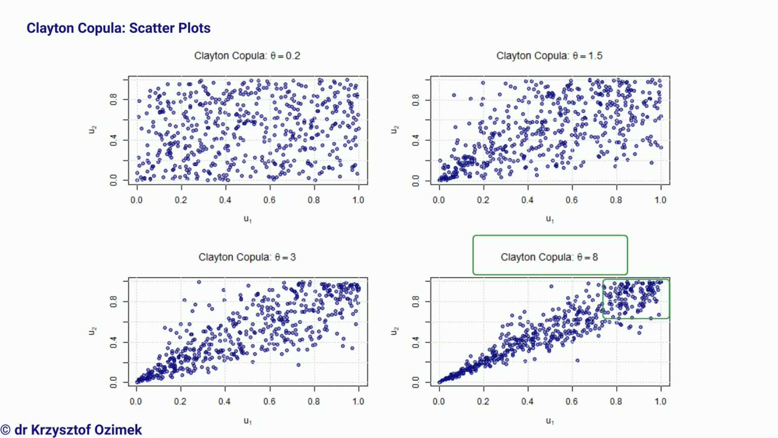However, in the upper right corner, the points remain more dispersed. This shows that the correlation in the upper tail, where u1 and u2 approach values close to 1, is noticeably weaker. This contrast between the lower and upper tails highlights a key characteristic of the Clayton copula: its ability to model strong lower tail dependence while maintaining weaker dependence in the upper tail.